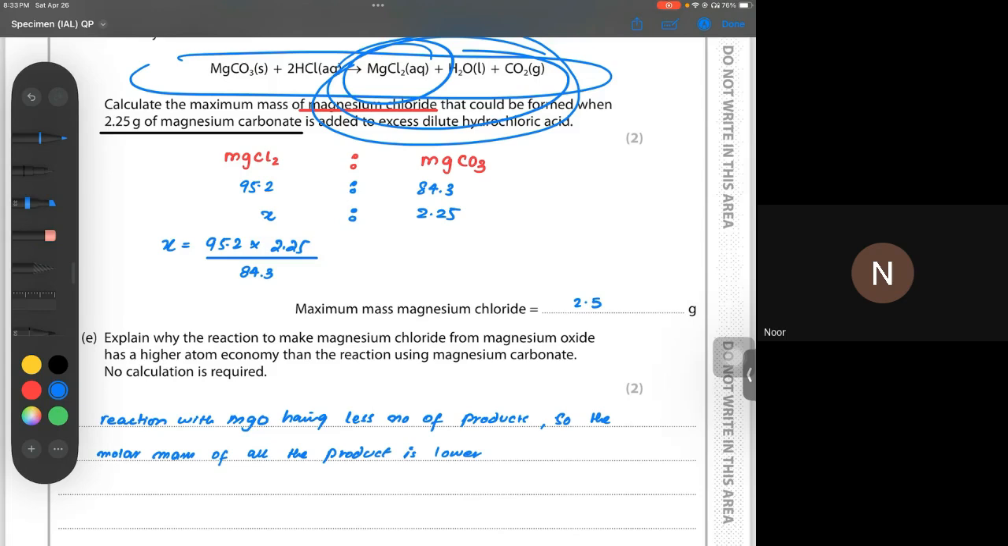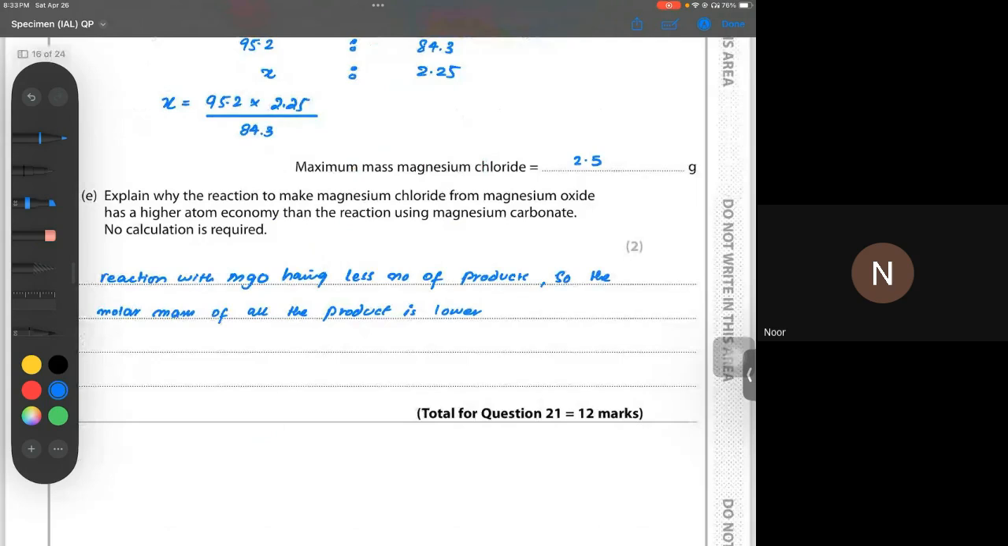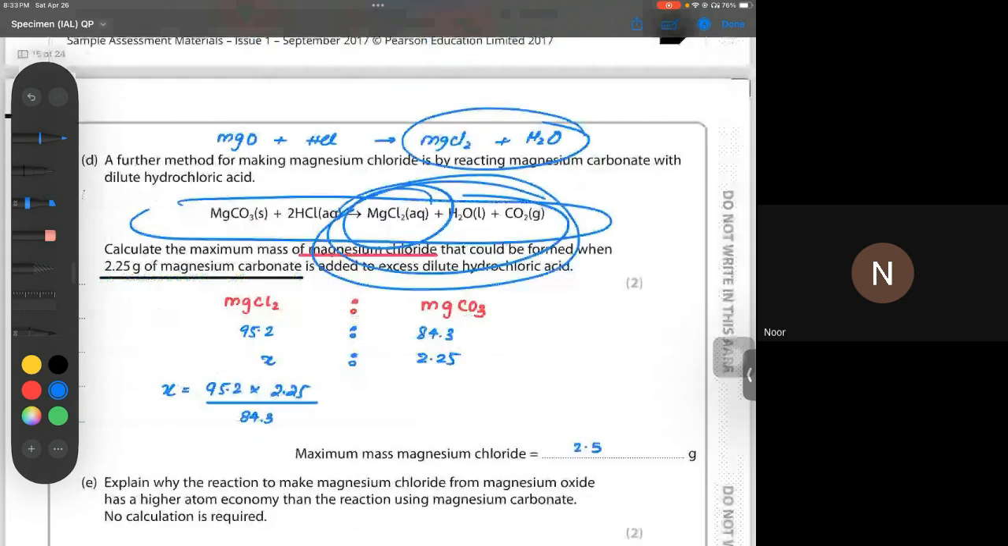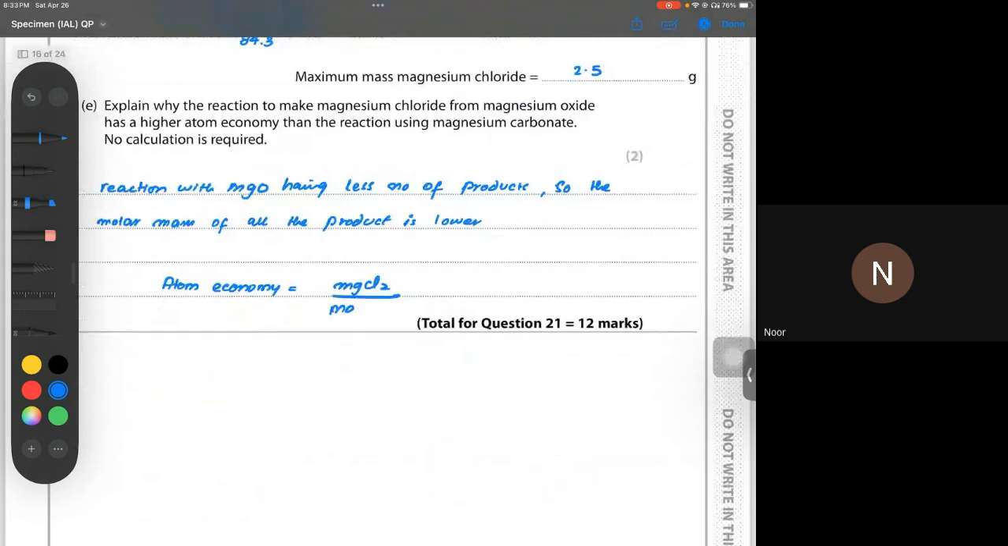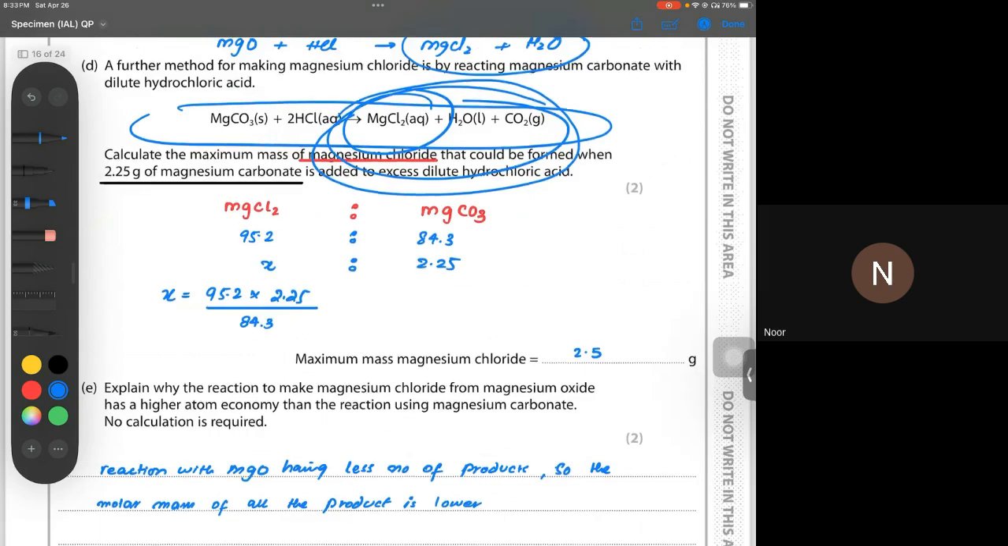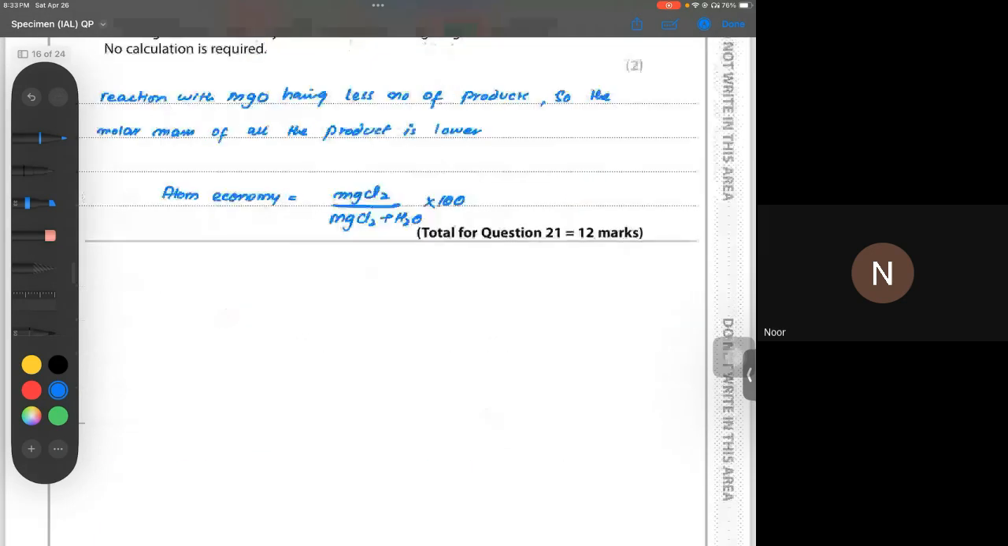So I can say that atom economy is equal to the mass of magnesium chloride divided by the mass of products, that is MgCl2 plus water. And if you're going to solve by this equation, it would be just like that.